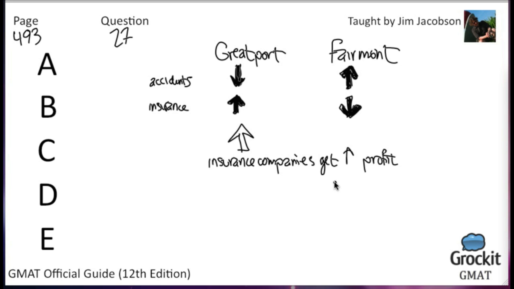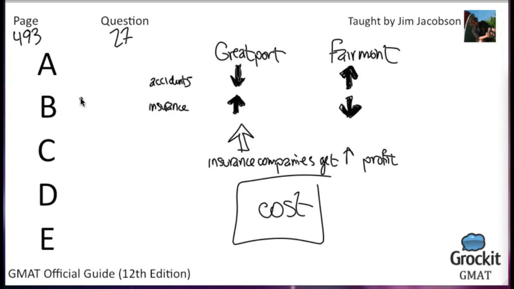So we need cost. Cost is what we're looking for here. The level of traffic congestion is irrelevant, actually, because traffic congestion does not cause insurance claims. Accidents cause insurance claims. So just because one is more congested than the other, all that actually matters is the number of claims and the number of accidents.